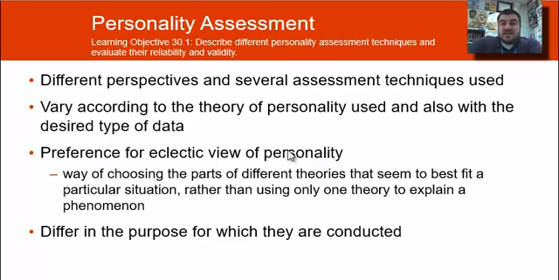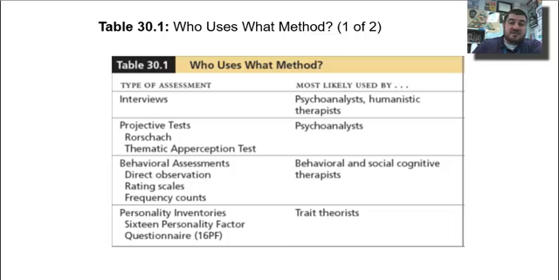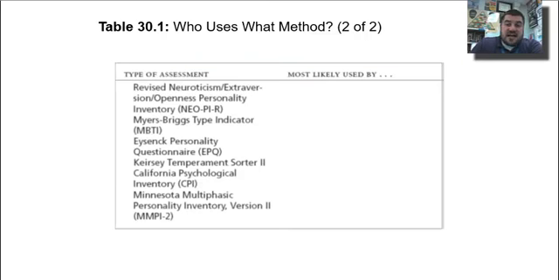They all differ in the purpose for which they're conducted, and so they should be used differently to assess different aspects of personality. Here are some different methods and most likely who they're used by. I'll let you look at this, maybe screenshot it. There's another one. The trait theorists use a lot of personality inventories. You're not going to have to know every single one.